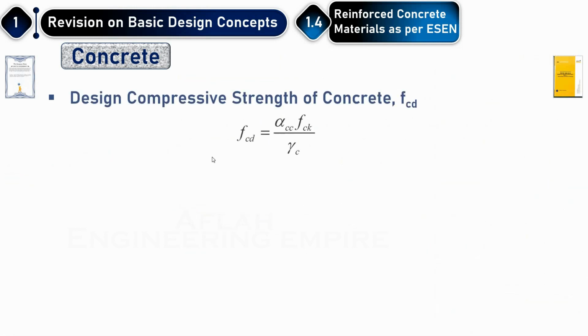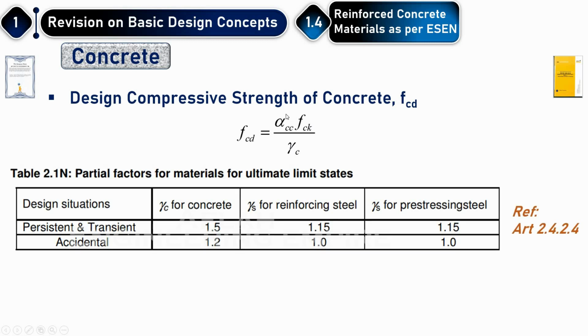Okay, now we know that we said that there is the ultimate capacity of the concrete. However, we will use not the ultimate but the design strength. These design strengths are found by providing certain factors and the factor of safeties. Now the design strength fcd is found by this formula, where alpha cc and gamma c are given as follows. For example, gamma c is given in Table 2.1N here.